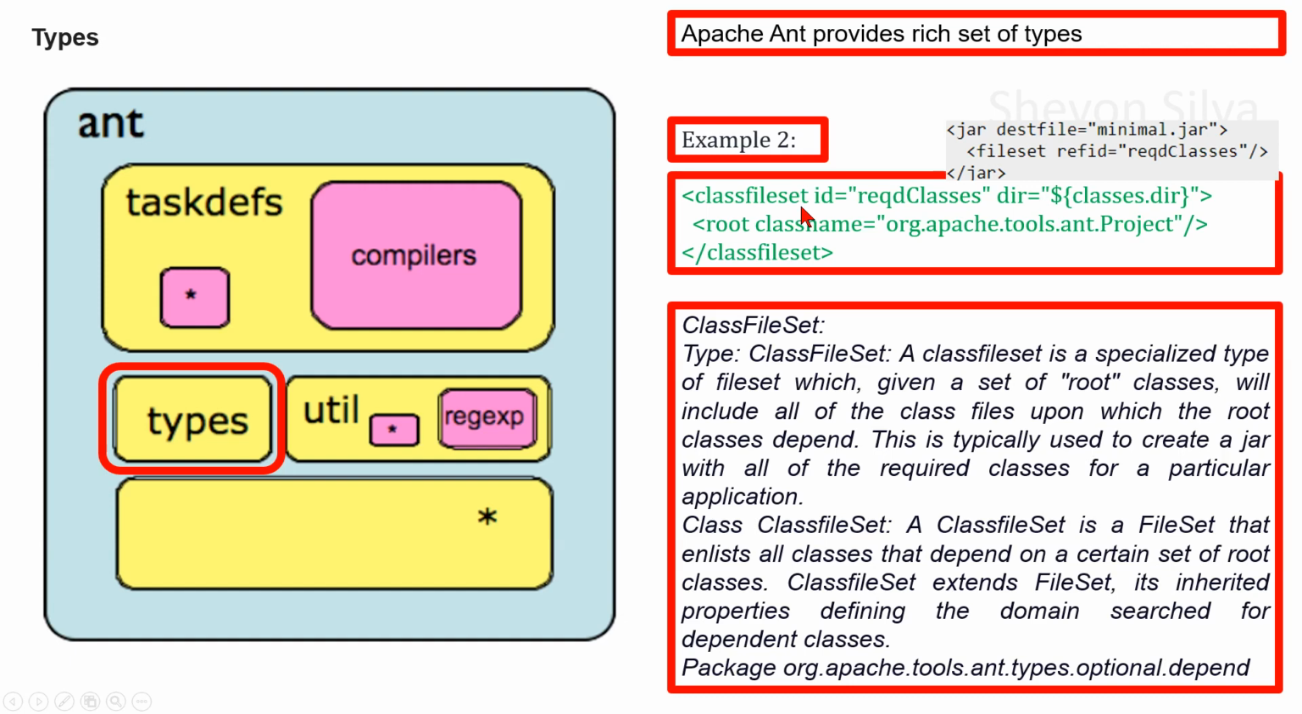This example creates a fileset containing all the class files upon which the org.apache.tools.ant.Project class depends. This fileset could then be used to create a jar.